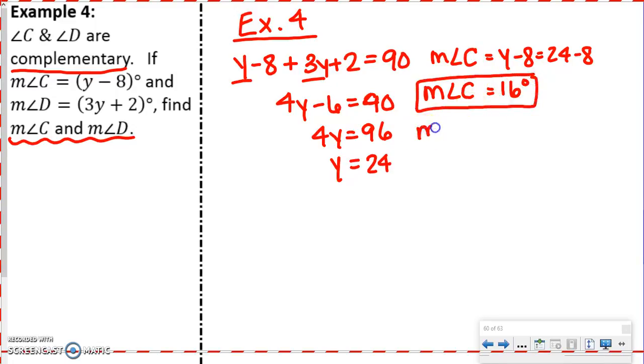And then the measure of angle D, you can find a couple of ways. You can plug it into 3y plus 2, or you could take 90 minus the 16, and we get 74 degrees. Okay, now these problems would be worth 3 points. I'd give you a point for setting up and solving for y, a point for finding the two angles after you plug in. Okay.